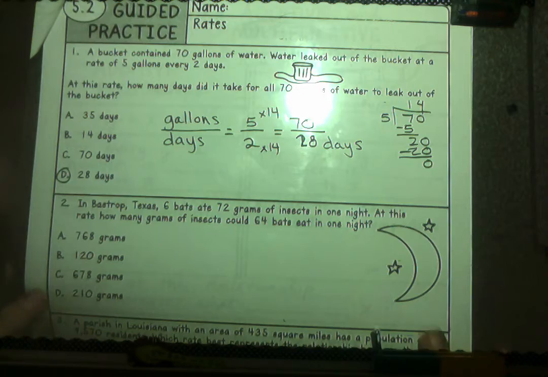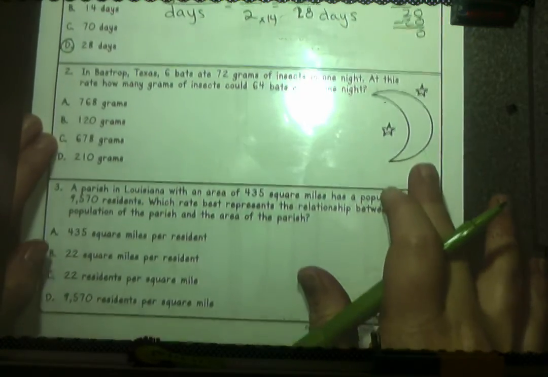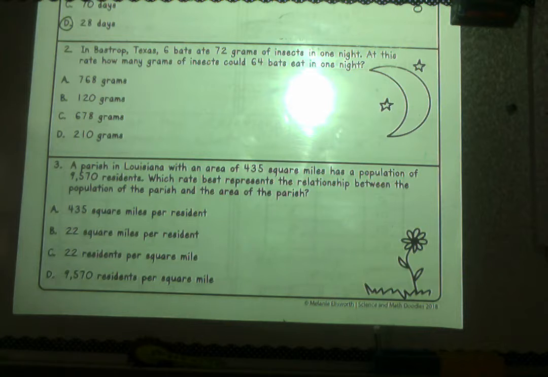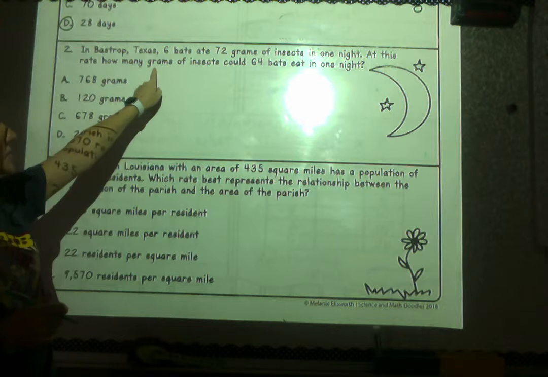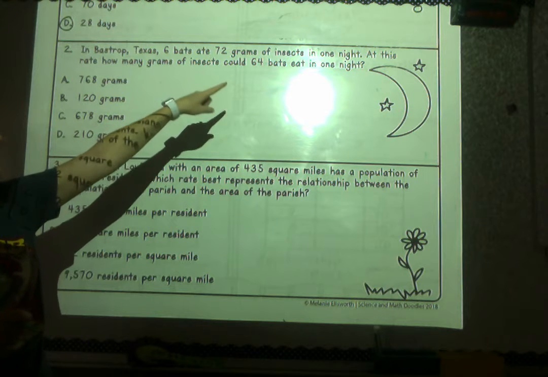Okay, let's look at the next one. This one's a little trickier. So in Bastrop, Texas, 6 bats ate 72 grams of insects in one night. At this rate, how many grams of insects will 64 bats eat in one night? So what would our rate be that we would set up? Bats and grams. So do we put grams on the top or bats on the top? It says, at this rate, how many grams of insects could 64 bats eat?